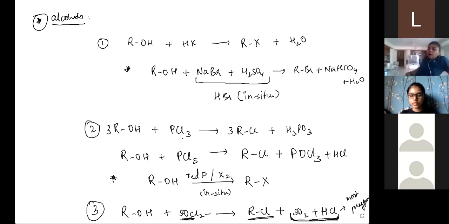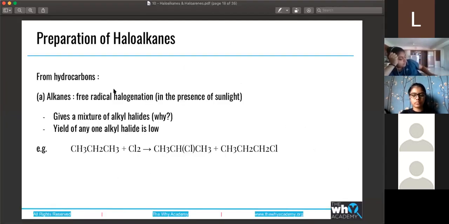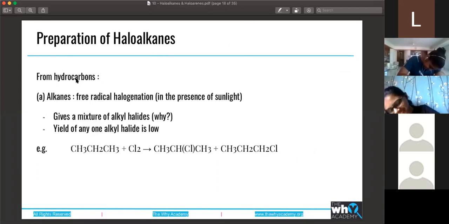Okay. All right. After this gets smaller, this is the big major part. Method of preparation from hydrocarbons. So what are the different hydrocarbons you know of? Alkanes, alkenes, alkynes. Only 3.